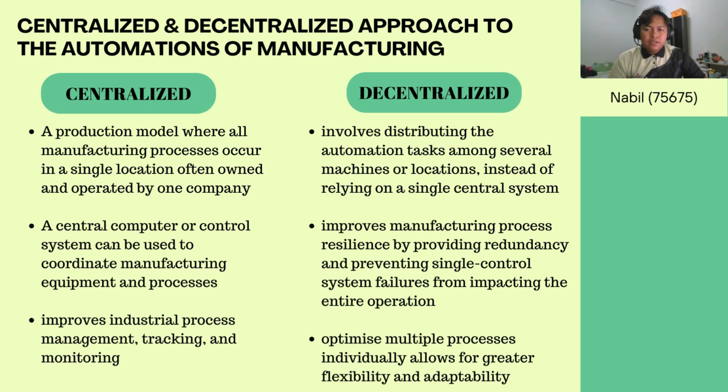So next one is the decentralized. Decentralized involves distributing the automation tasks among several machines or locations instead of relying on a single central system. So it improves manufacturing process resilience by providing redundancy and preventing single control system failures from impacting the entire operation. So this will optimize the multiple processes individually, and allows for greater flexibility and adaptability.